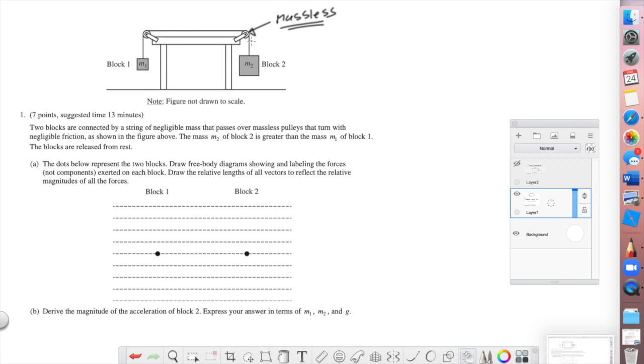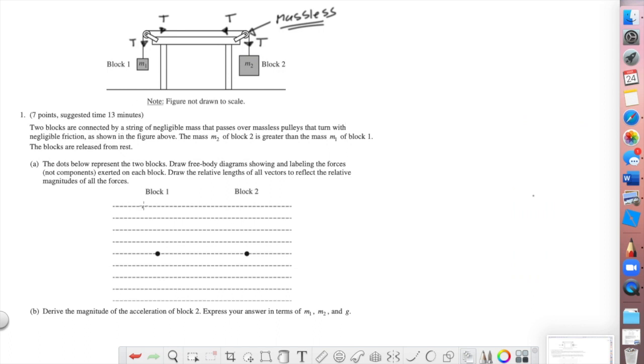So the significance of a massless pulley is that the tension on each side is equal. There's a tension pulling on that pulley this way, and then there's a tension pulling on the pulley that way. Those tensions are equal. And then same thing for this pulley over here. There's a tension this way, and there's a tension pulling that way. All these tensions are equal. The pulley is completely massless.